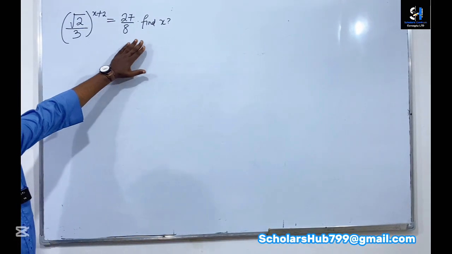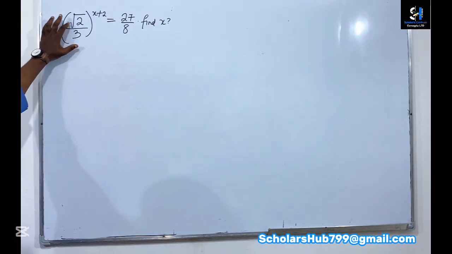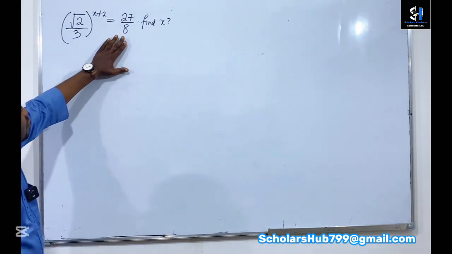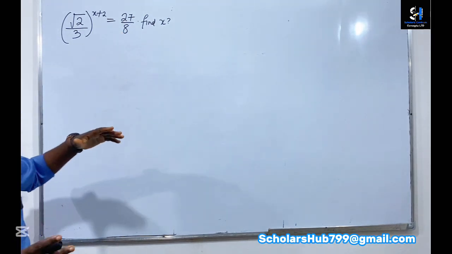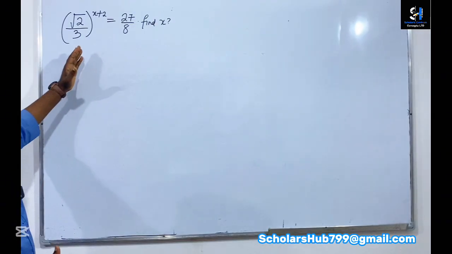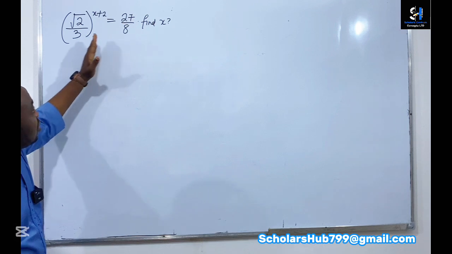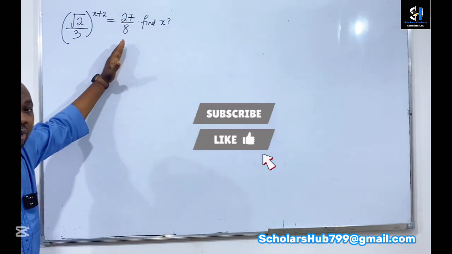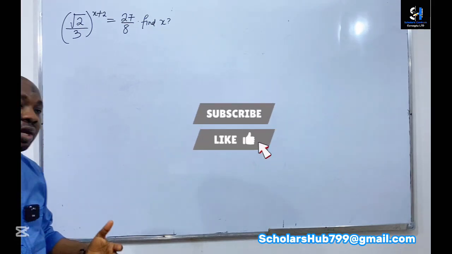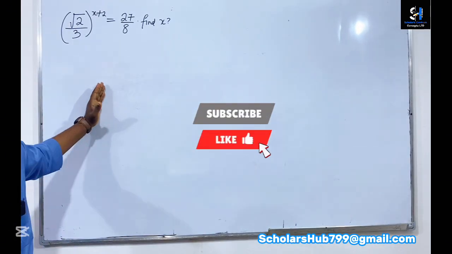Now let's find the value of x. We are given (√2/3)^(x+2) = 27/8. When I first came across this question, all I thought I needed to do was make the base on both sides equal, and then apply one of the properties of exponents. Then I should be able to get the value of x.